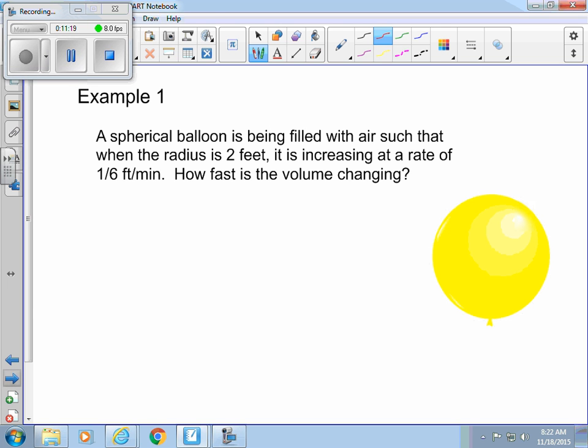A spherical balloon is being filled with air such that when the radius is 2 feet, it is increasing at a rate of 1/6 foot per minute. How fast is the volume changing? This is probably my favorite section of calculus.